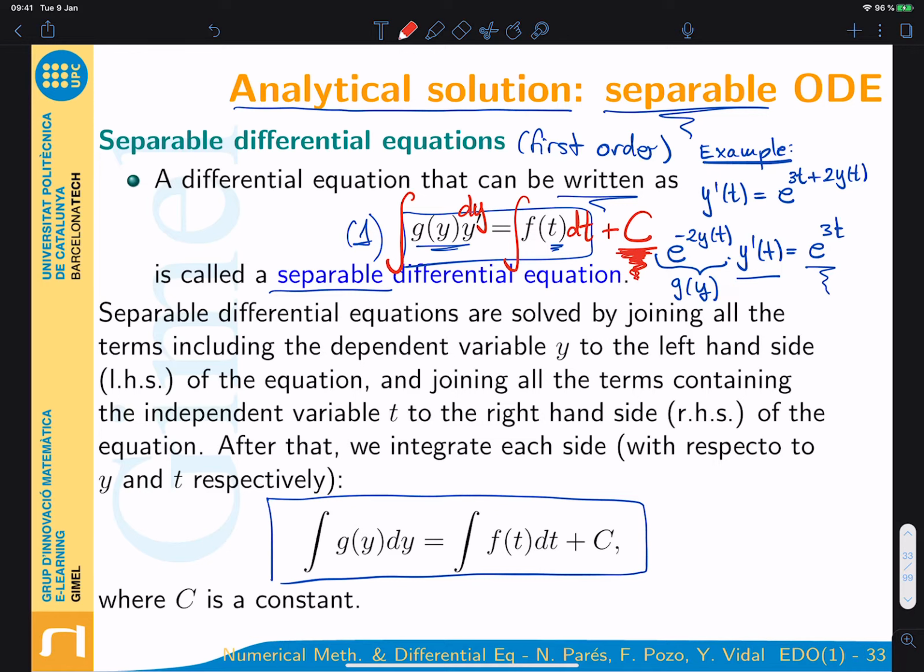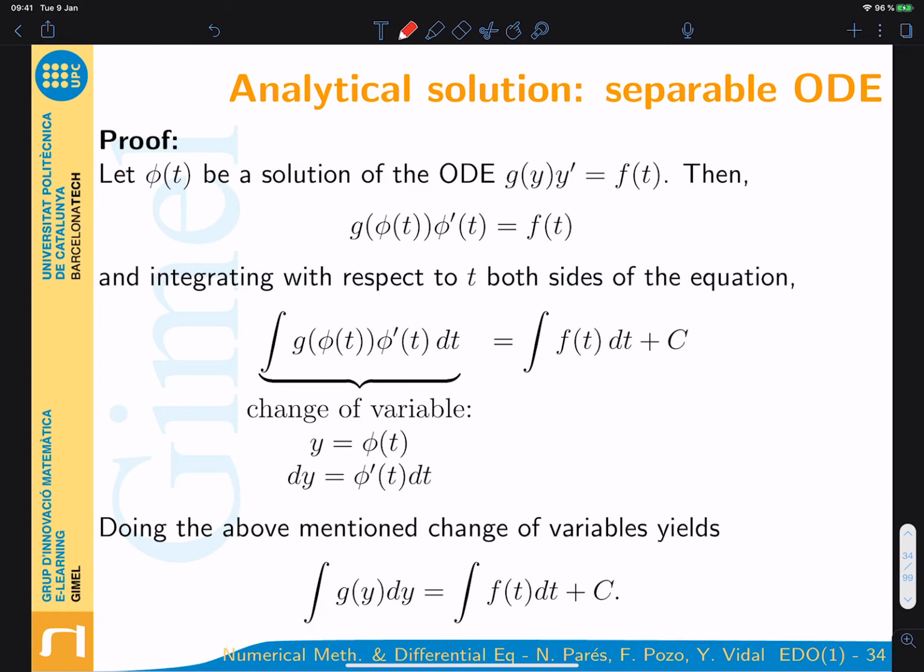Okay? Now, why is it that we can solve the differential equation in this way? Well, here is the proof. We know that we have an ODE that is written in this way, otherwise it's not a separable one. So we will assume it is already written in this way. And now let's assume we have a solution called phi of the differential equation. So if phi is a solution of the differential equation, I can just substitute it inside the differential equation, and what I will get is g of phi times phi prime equals f of t.